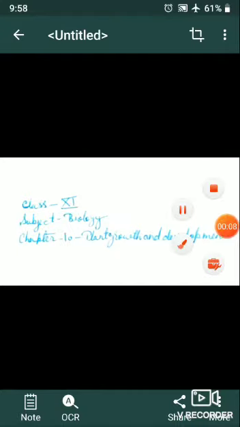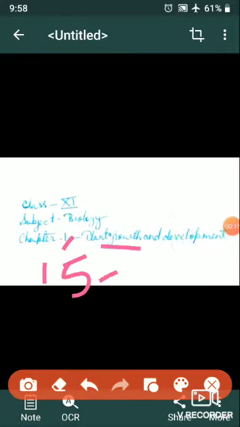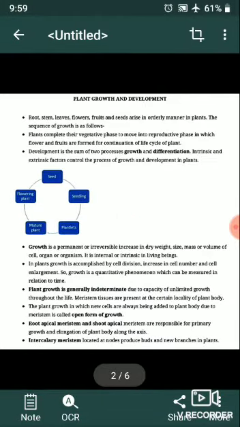Chapter 15, Plant Growth and Development. Next, plant growth and development. Root, stem, leaves, flower, fruit, seeds.